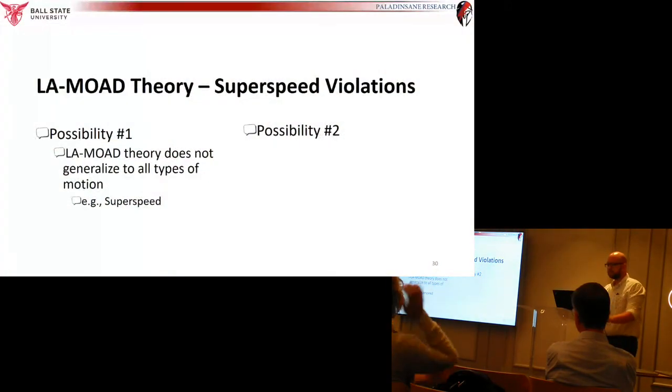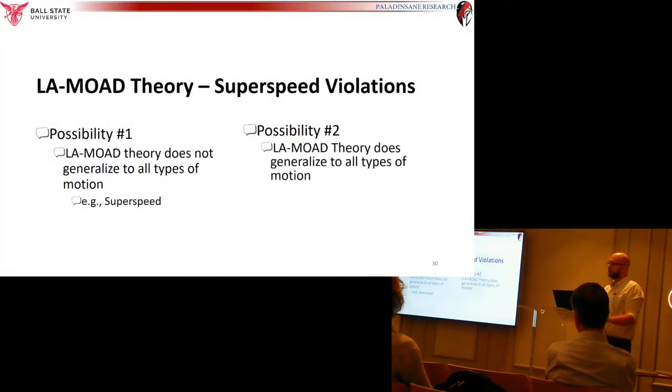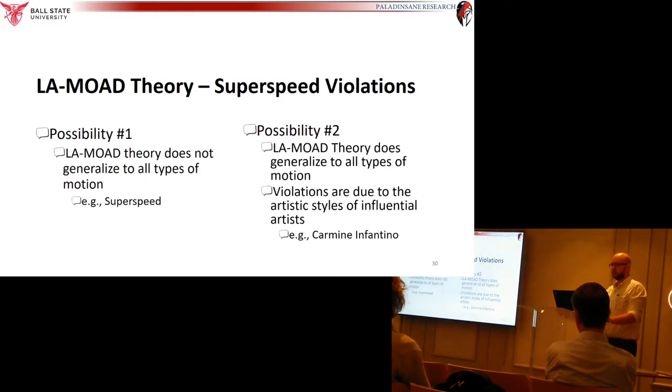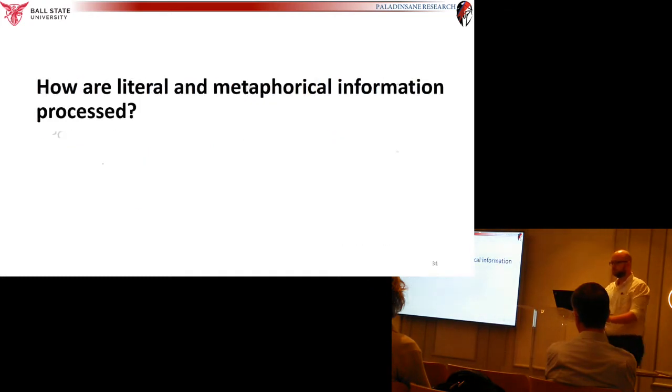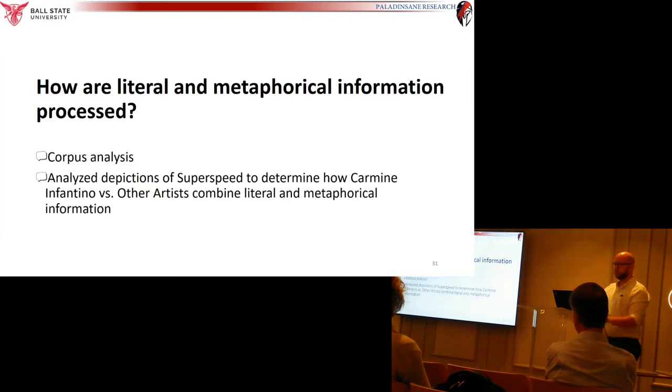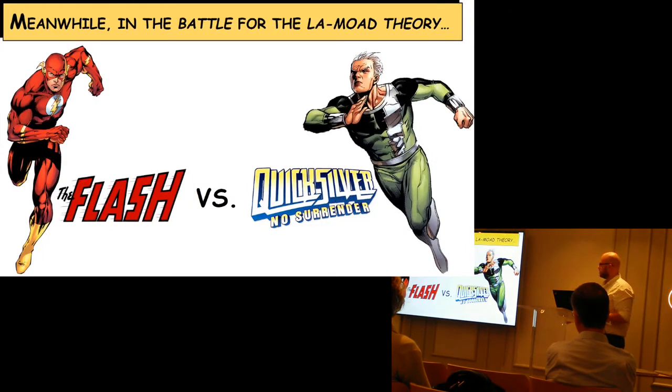So the other possibility is that maybe the Lamotte theory does in fact generalize to all types of motions, but it could just be that violations are due to the artistic styles and influence of a famous artist, Carmine Infantino. So we did a corpus analysis where we analyzed depictions of super speed to determine how Carmine Infantino measured up against other artists, and for that is where you get Quicksilver, because Quicksilver is in the Marvel Universe and he's equally as popular, and he was drawn by a variety of artists.